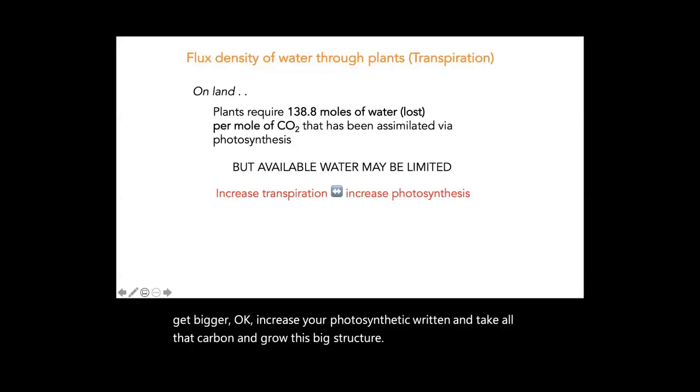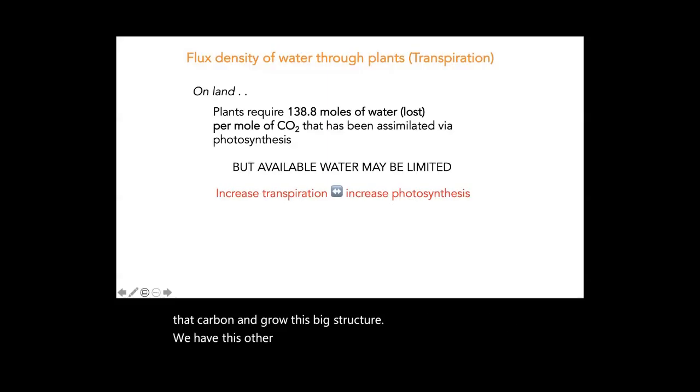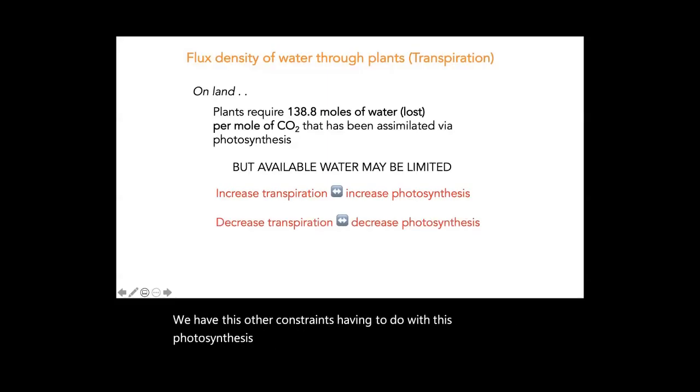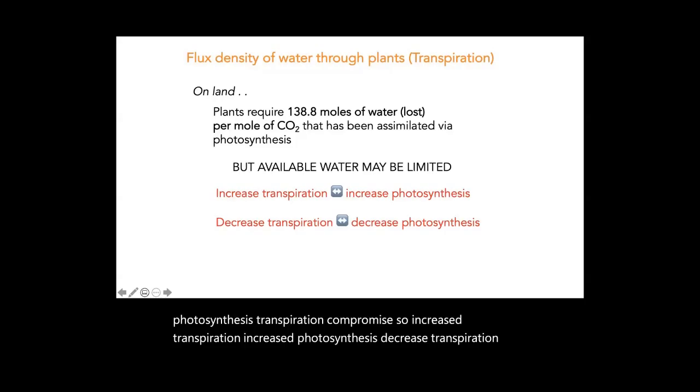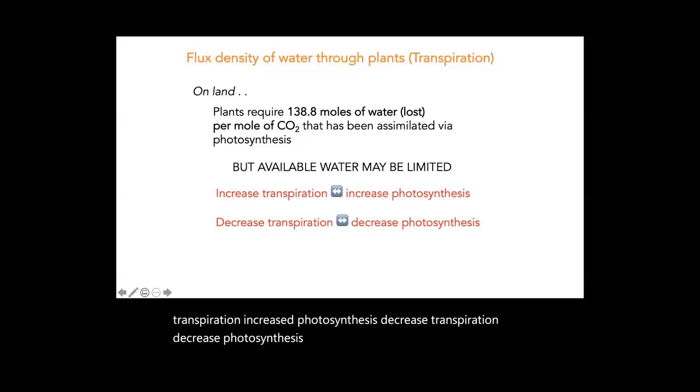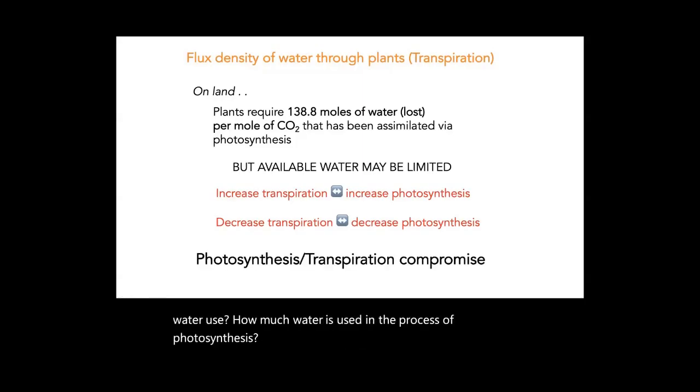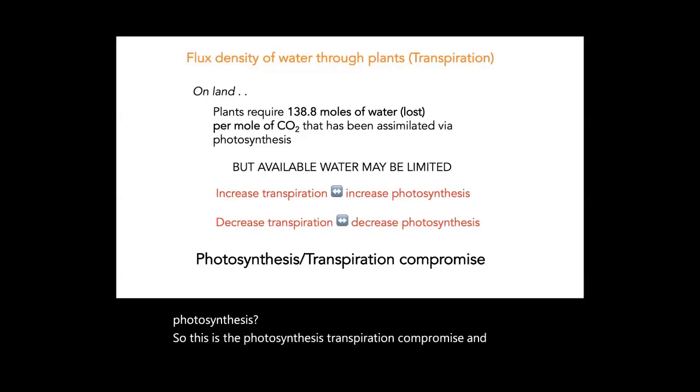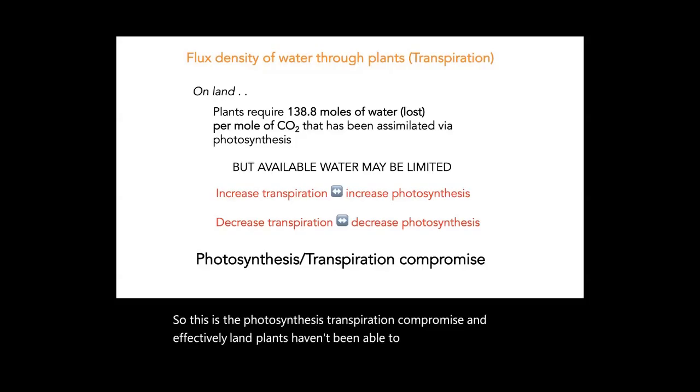We have this other constraint having to do with this photosynthesis transpiration compromise, okay? So increased transpiration, increased photosynthesis, decreased transpiration, decreased photosynthesis. And remember, transpiration is your water use, okay? It's how much water is used in the process of photosynthesis. So this is the photosynthesis transpiration compromise. And effectively, land plants haven't been able to really get over this constraint. In order to assimilate CO2, they have to blow off a lot of water.